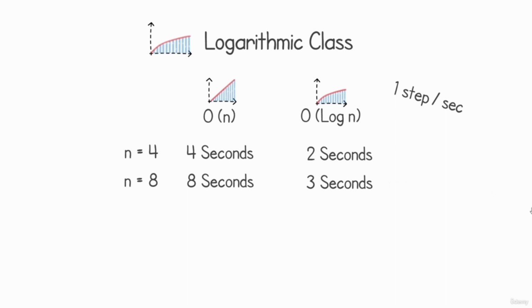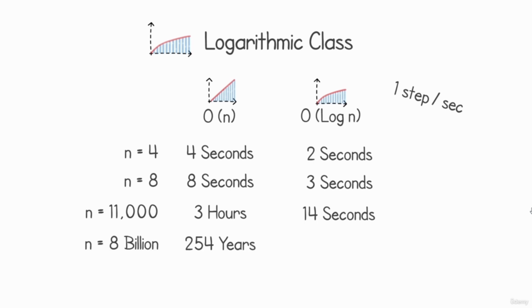Let's take an even larger example. When n is equal to 11,000, our linear algorithm will take 3 hours. However, our logarithmic one will just take 14 seconds, so the gap is now huge. And to take an even more extreme example, if n is equal to 8 billion, the linear one, assuming 1 second for each step, will take 254 years. However, the logarithmic one will compute in 33 seconds. So you can see over here, logarithmic algorithms are very, very scalable. You can give these algorithms huge input sizes and it will hardly affect their performance.